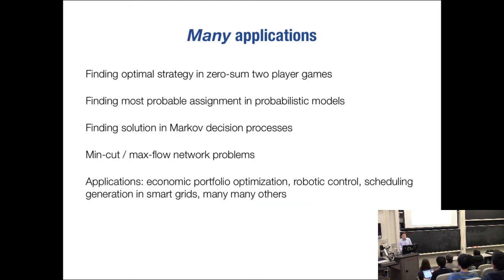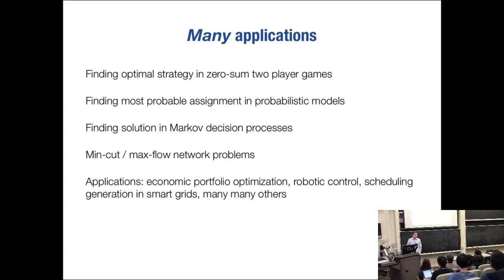To name a few, finding the optimal strategy in a zero-sum 2-player game ends up being a linear program. So we'll talk a lot more about game theory later. I'm not sure if we cover it in this respect, but essentially, a certain class of games, at least, are solvable tractably by linear programming.